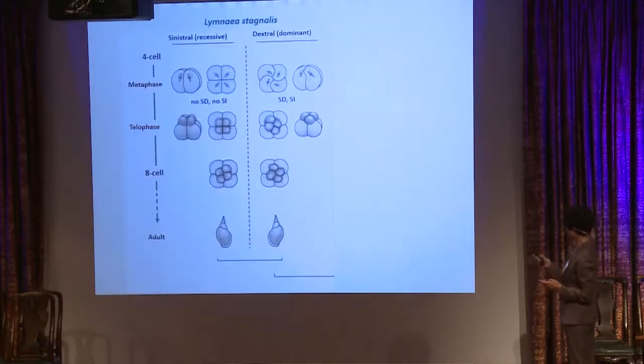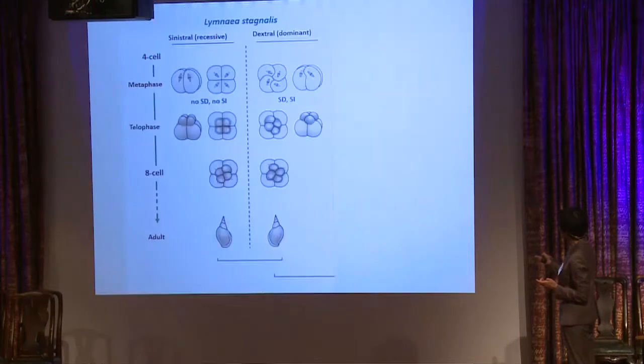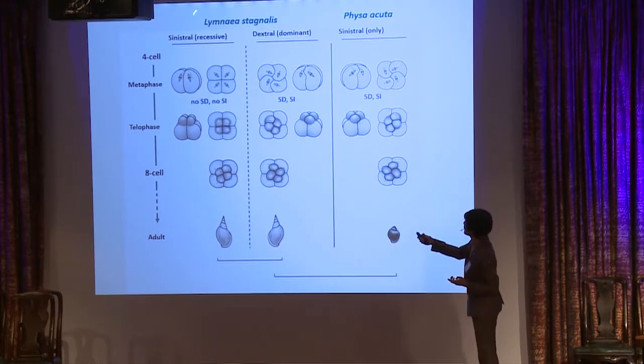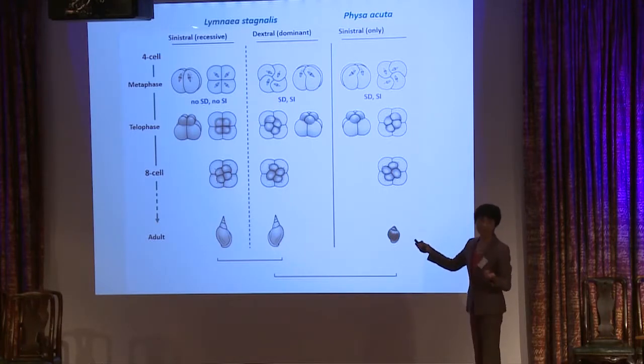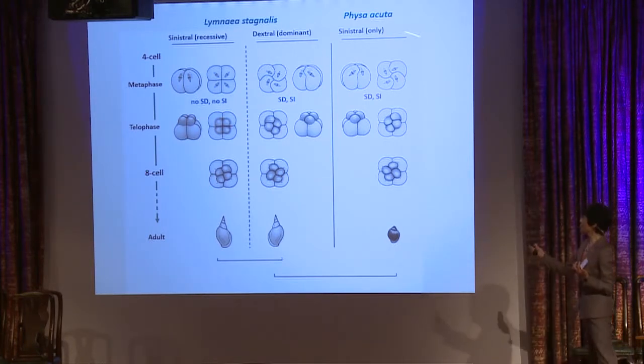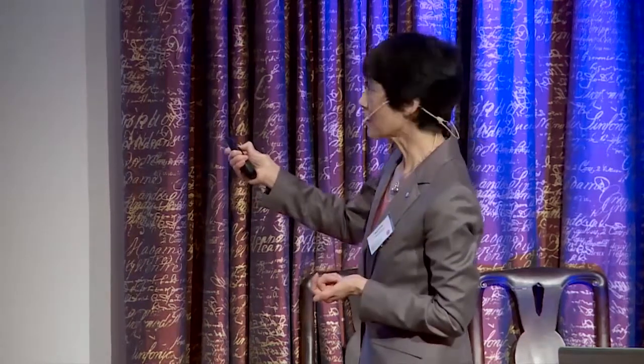And we checked. This is the lineage of the sinister and dexter. We can see SD, which we call spiral deformation, and SI, spindle inclination, are displayed only by the dominant dexter one, and there is no SDSI in the sinister one. But if you look at the sinister-only species, Physa acuta, which is everywhere, in the pond, you will see Physa acuta. It has SDSI, but in the mirror-image way.